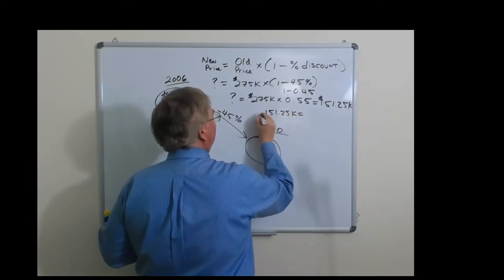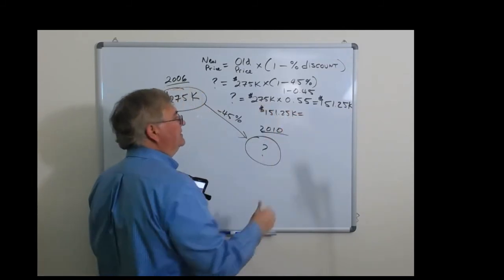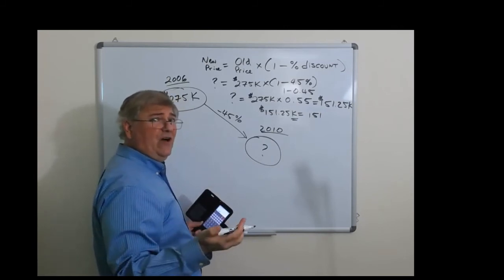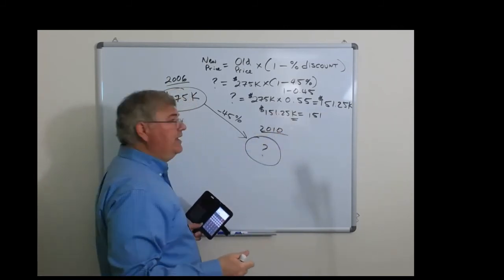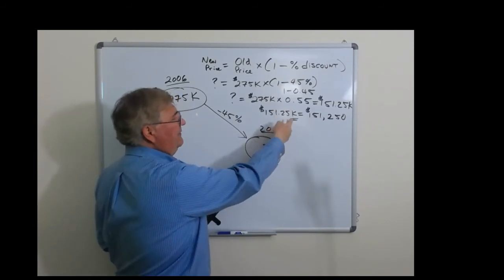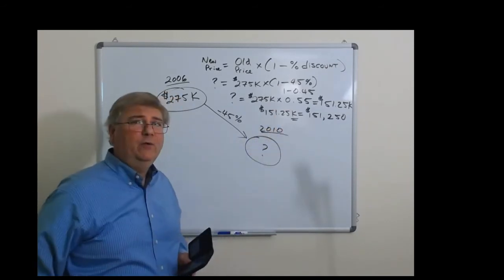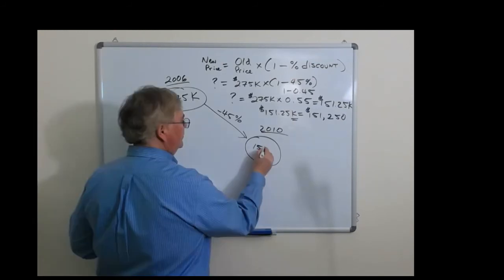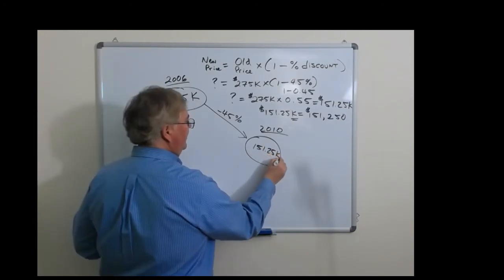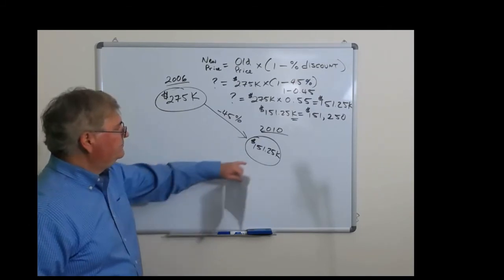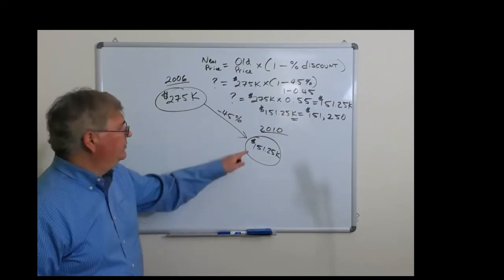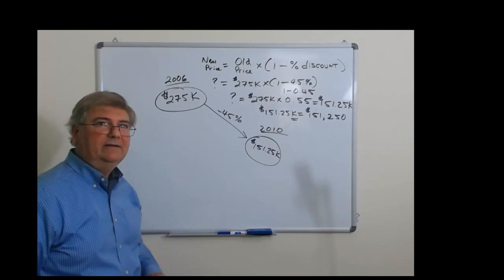151.25K is the same thing as, K stands for $1,000. So we have to multiply this by $1,000. You'll notice that 151.25K is the same thing as $151,250. So the new price of the condo is 151.25K.